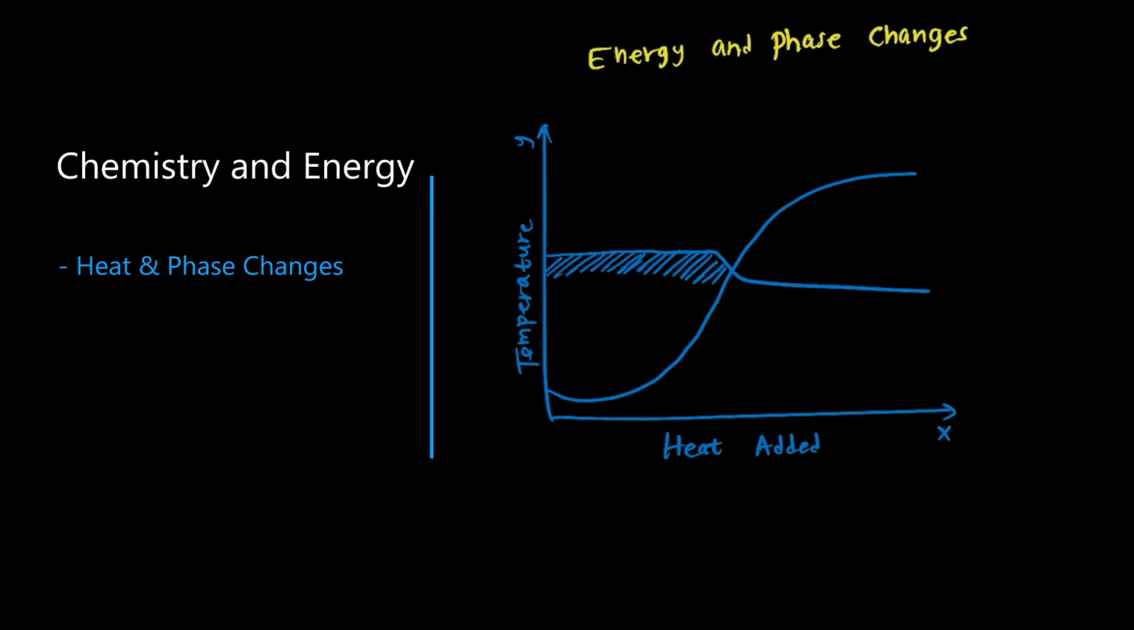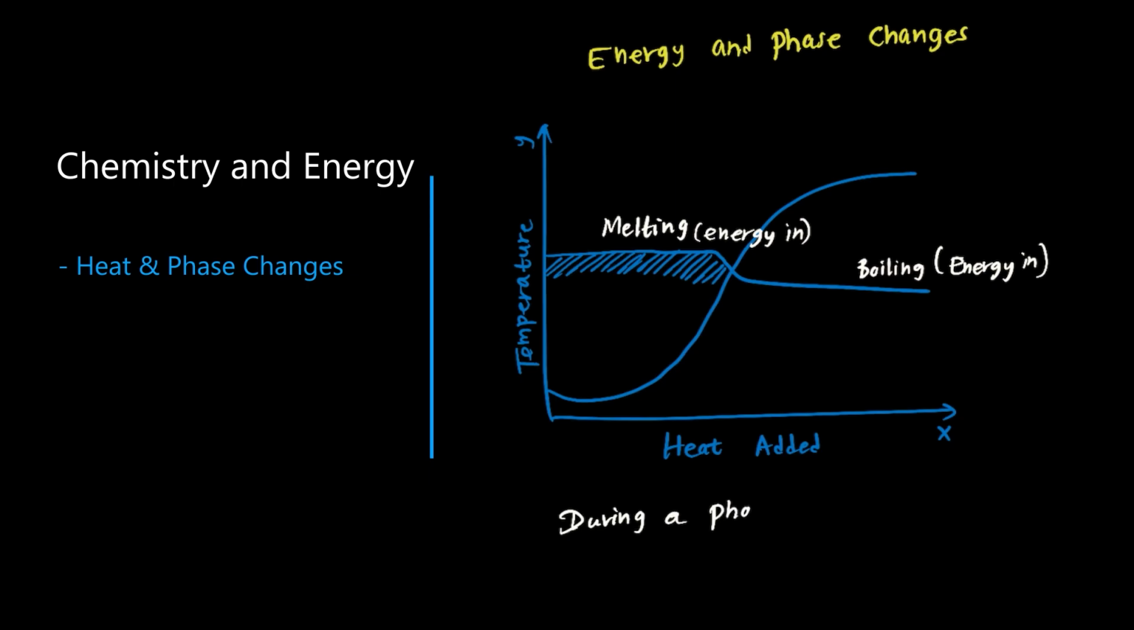Heat is the transfer of thermal energy from a warmer object to a cooler object. When you add ice to a warm drink, heat flows from the drink to the ice. This transfer of thermal energy can cause phase changes. Melting is the change from solid to liquid. Freezing is the change from liquid to solid. Evaporation is the change from liquid to gas. And condensation is the change from gas to liquid. Importantly, these phase changes involve energy.